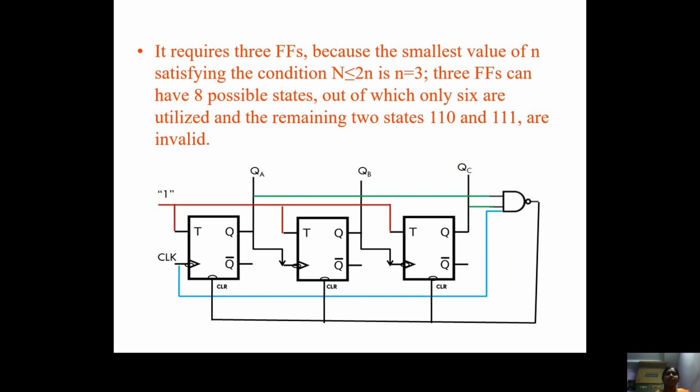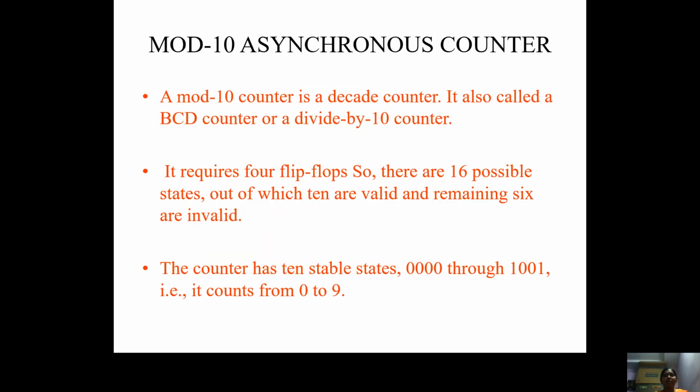Next, let us see one more modulus counter, which is the mod 10 asynchronous counter. Since it is mod 10, it is able to count the values from 0 to 9, which are 10 values. The mod 10 counter is a decade counter because it counts 10 values. So it is also called a BCD counter or divide by 10 counter. It requires 4 flip-flops.